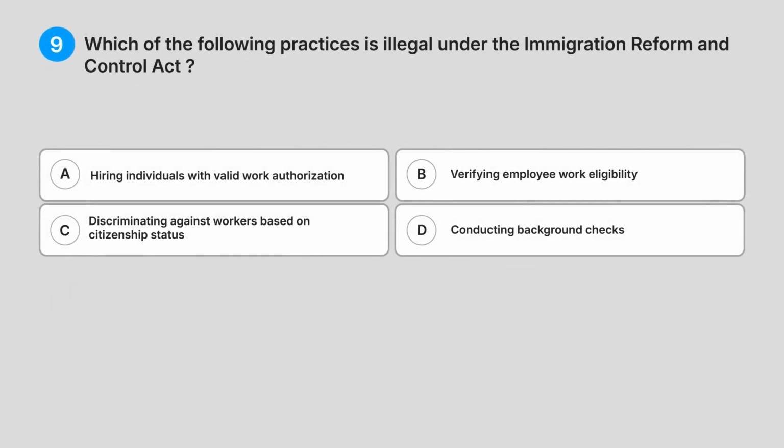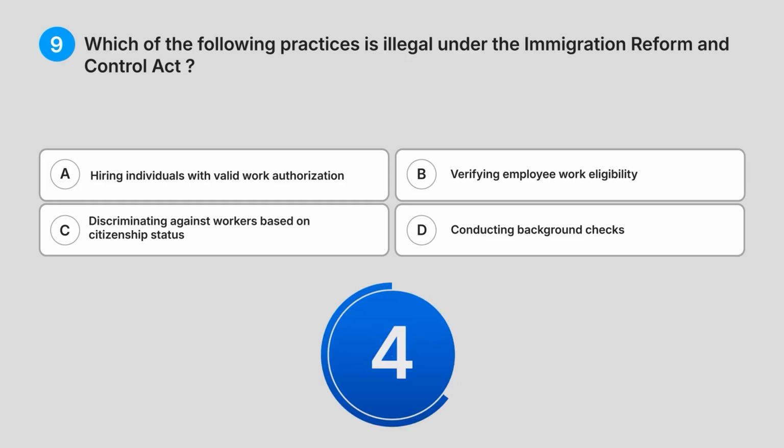9. Which of the following practices is illegal under the Immigration Reform and Control Act? A. Hiring individuals with valid work authorization. B. Verifying employee work eligibility. C. Discriminating against workers based on citizenship status. D. Conducting background checks. Can you guess the answer?